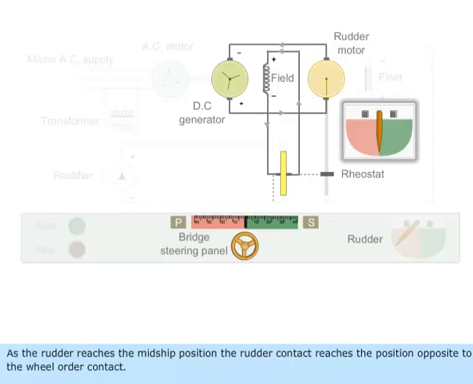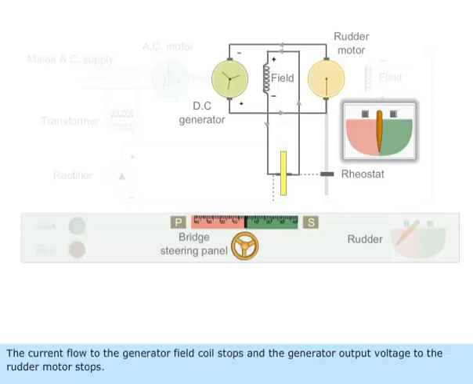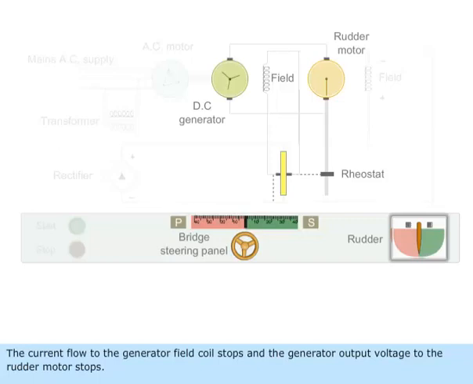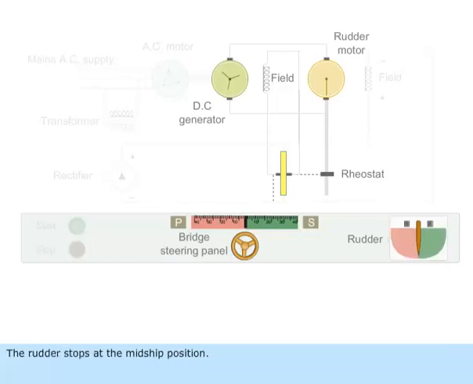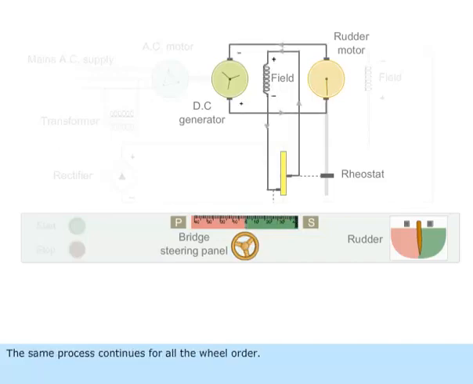As the rudder reaches the midship position, the rudder contact reaches the position opposite to the wheel order contact. The current flow to the generator field coil stops, and the generator output voltage to the rudder motor stops. The rudder stops at the midship position. The same process continues for all the wheel orders.